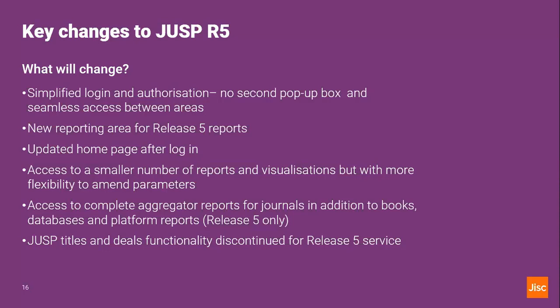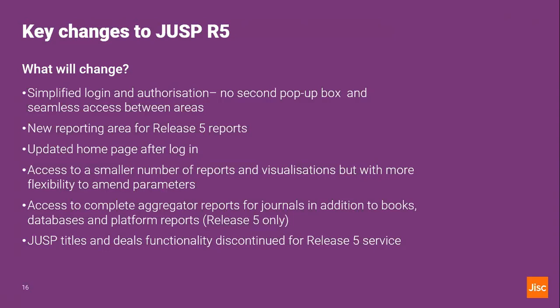One change we're hoping to make is to provide complete aggregator reports for journals. So at the moment, for example, for a service such as EBSCO or ProQuest, we only extract out certain publishers that are signed up to JUSP, and there's no way for you to run a full EBSCO JR1 report presently in JUSP. In the new system, all being well, that should be possible. You'll be able to run the R5 EBSCO journal reports or master reports.